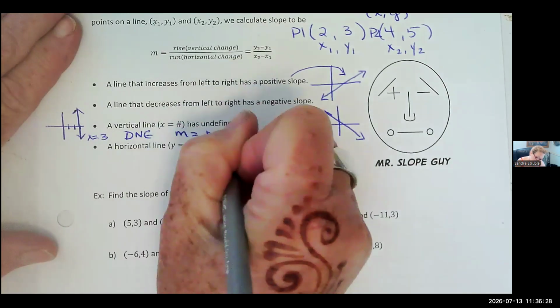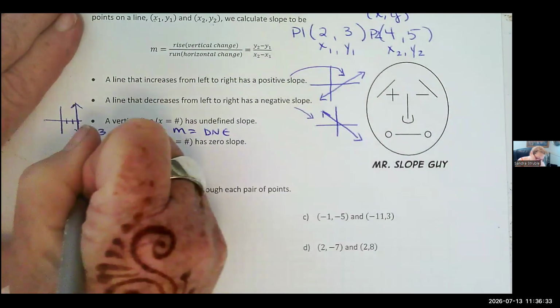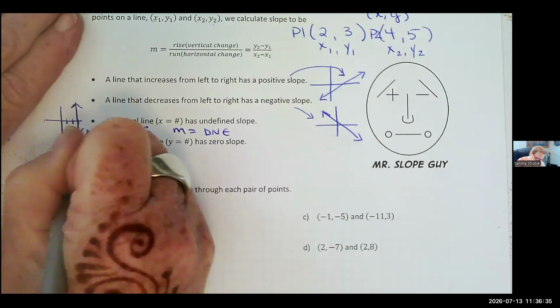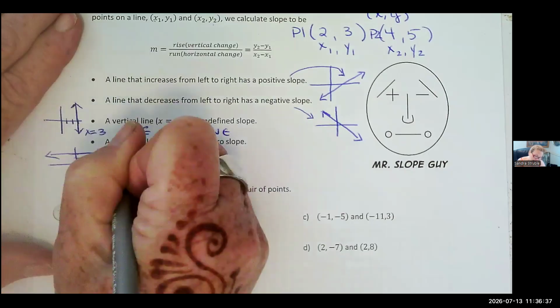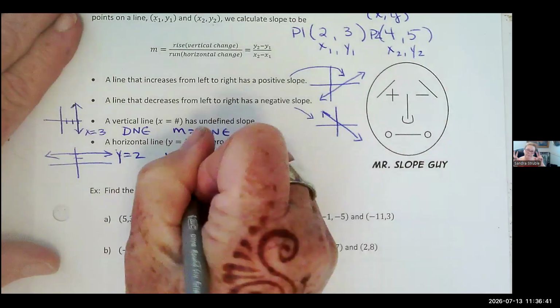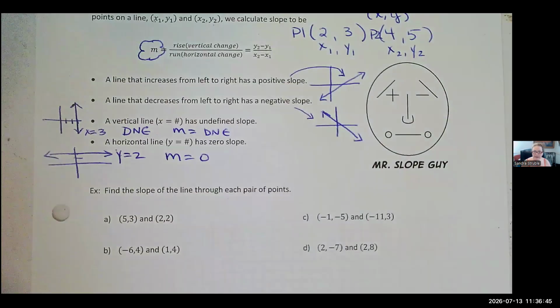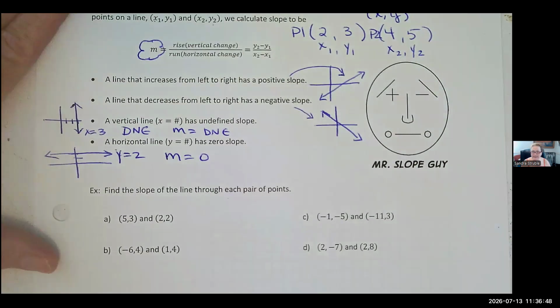A horizontal line is where you get a y equals, call it y equals 2. And this is a horizontal line, and it has a slope of 0. Little m is what's referred to as the slope. And a horizontal line has a 0 slope.